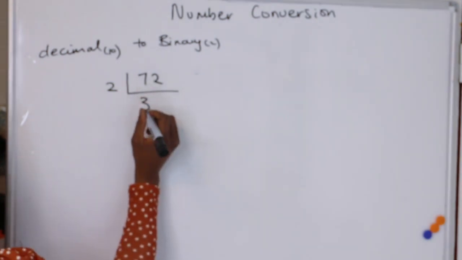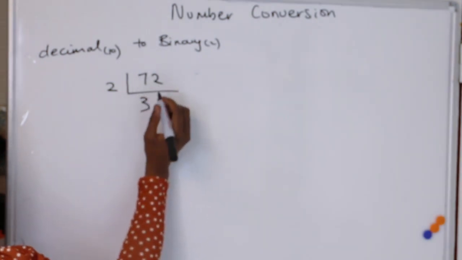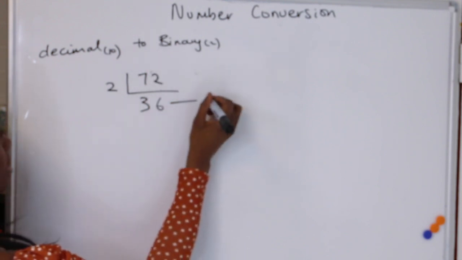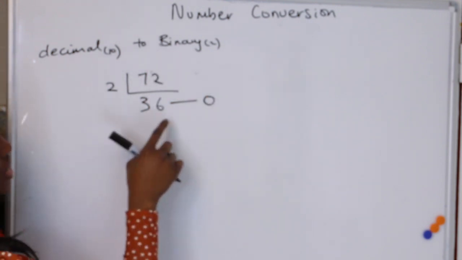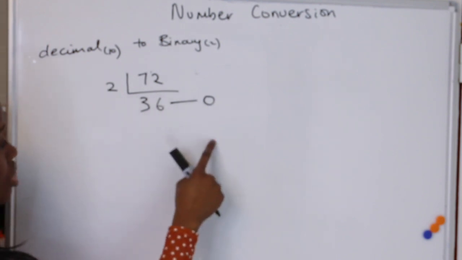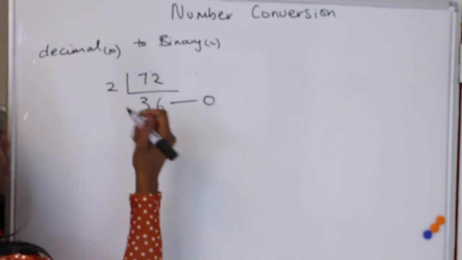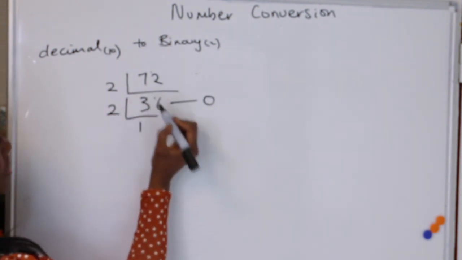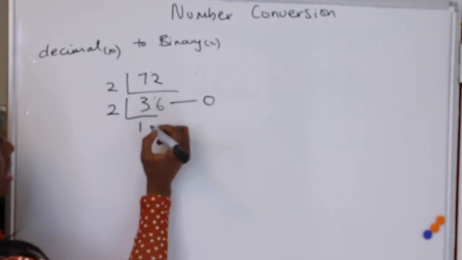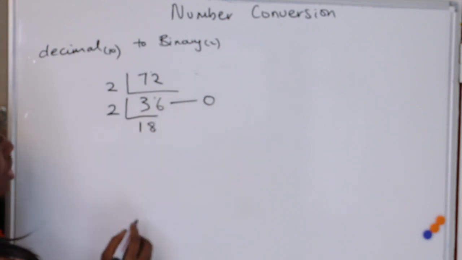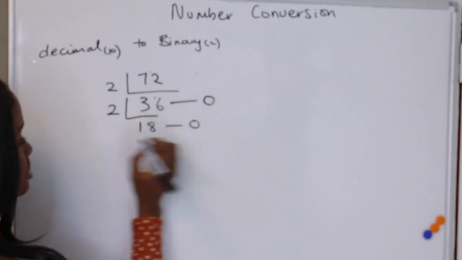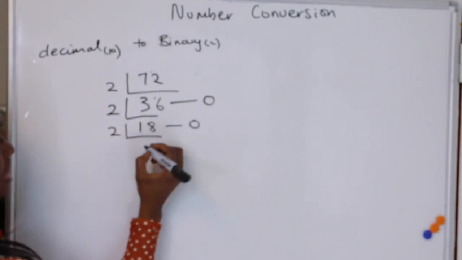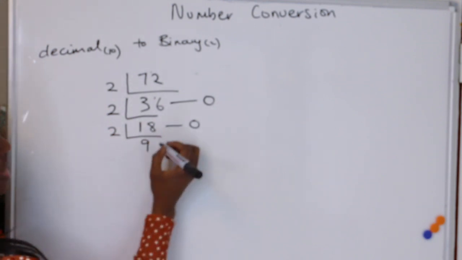2 into 7 is 3, remainder 1, 2 into 12 is 6. Okay, so that means there's no remainders left. So if there's a remainder, you just write 1. If there's no remainder, you write 0. We'll do it again. 2 into 3 is 1, remainder 1, 2 into 16 is 8. So there's no remainder again, so we write 0. We do it again. 2 into 18 is 9. Is there a remainder? No.